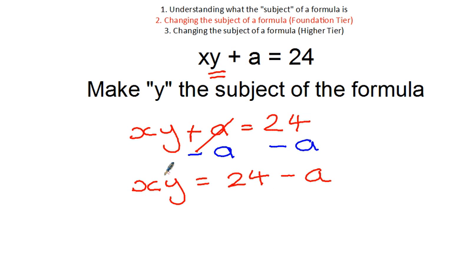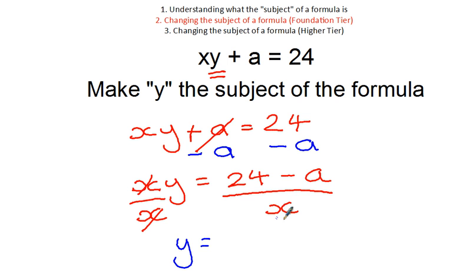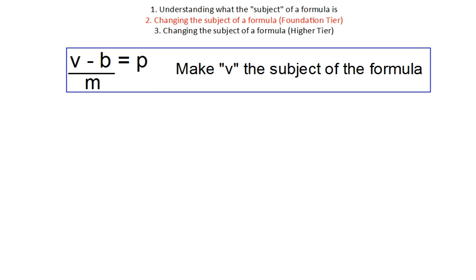y is currently being multiplied by x. The opposite of multiplication is divide, so I divide by x, and I divide this side by x as well. These cancel, and so I'm left with y on the left hand side, and you can just leave this as it is. This line, you should know, fraction lines represent division, so we have 24 take away a divided by x. And again we finish. We've got y is now the subject of the formula, so that's done.